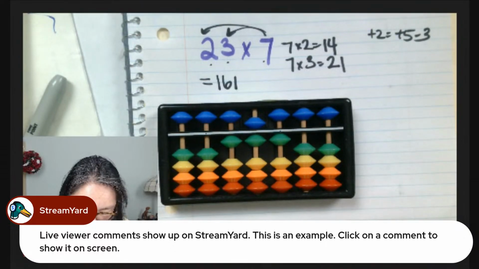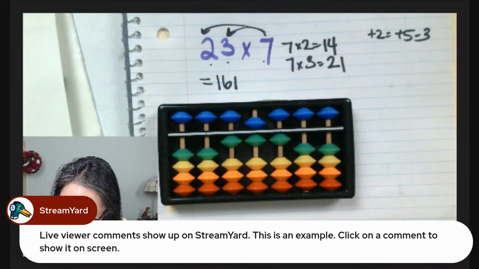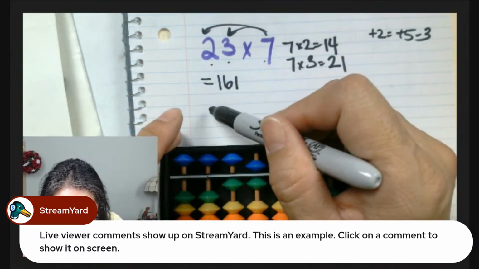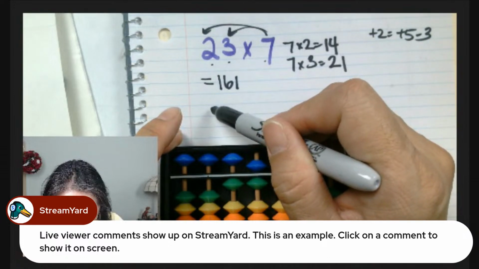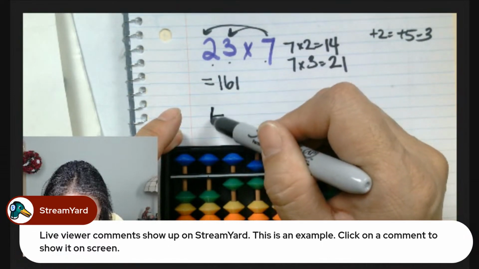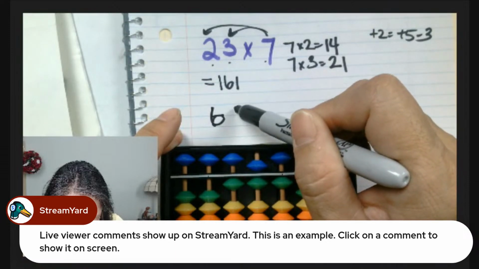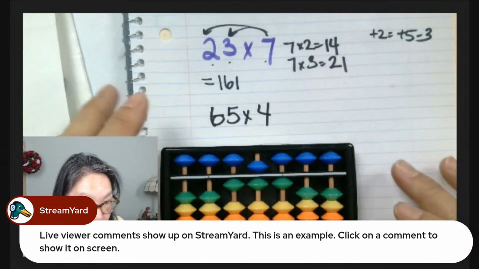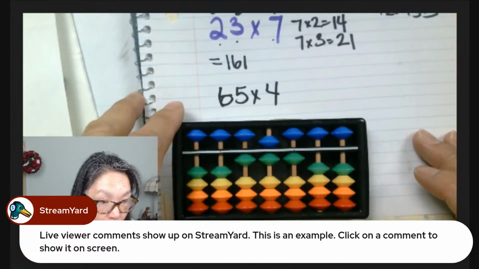Okay, so if we did 65 times 4. Wait, the blue equals 5.